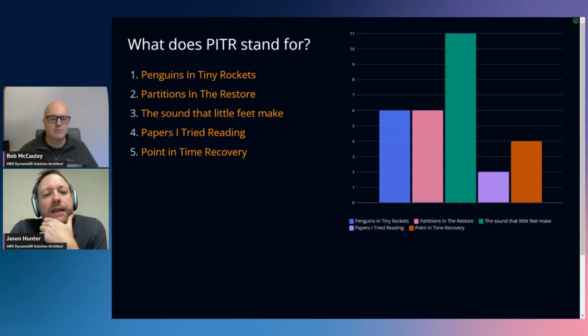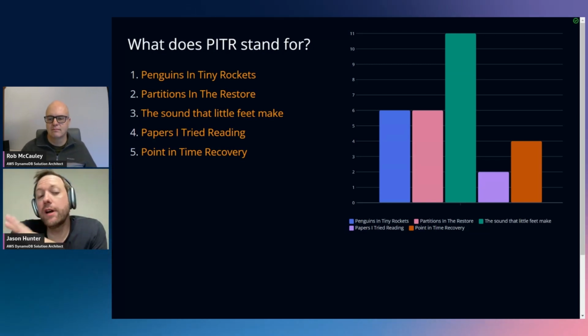The idea of PITR is that you can just turn on the flag and say, I want the ability to go back in time and restore the table as it used to be. You can pick any second from the time you turned on PITR to now, up to 35 days ago.